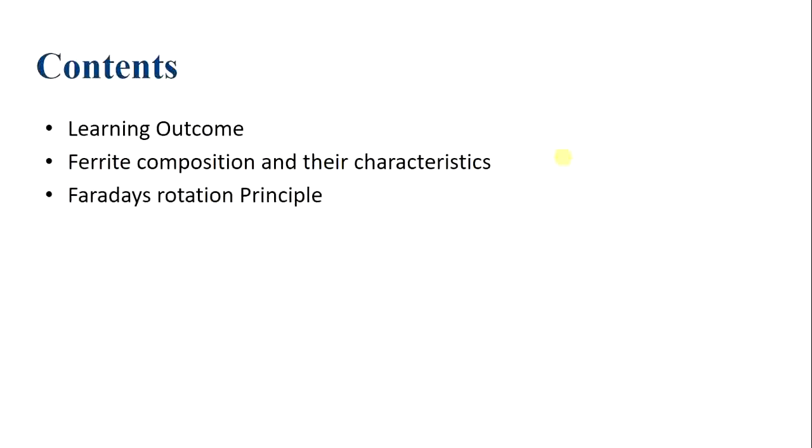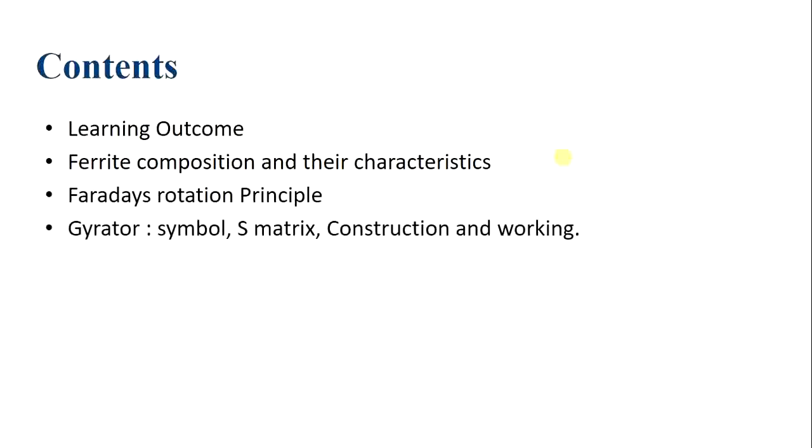Starting with a learning outcome, ferrite composition and their characteristics. We will then go through the Faraday's rotation principle and we will see one of the devices which is manufactured from ferrite, that is gyrator, and we will see its symbol, S matrix, its construction and also the working.